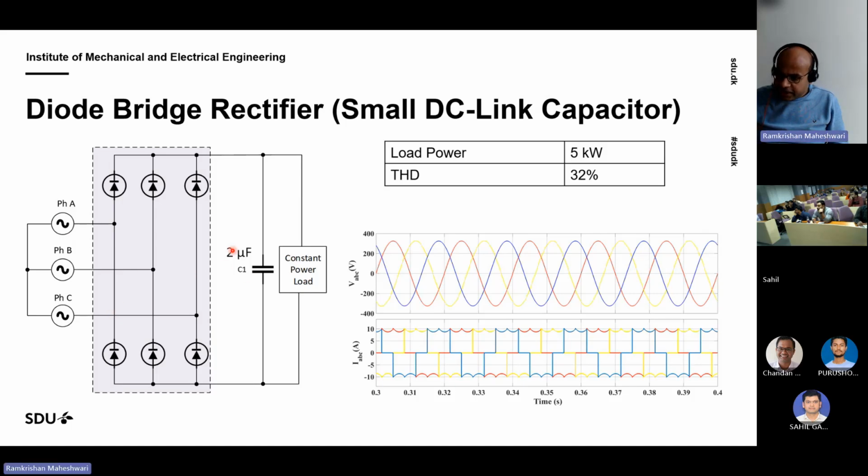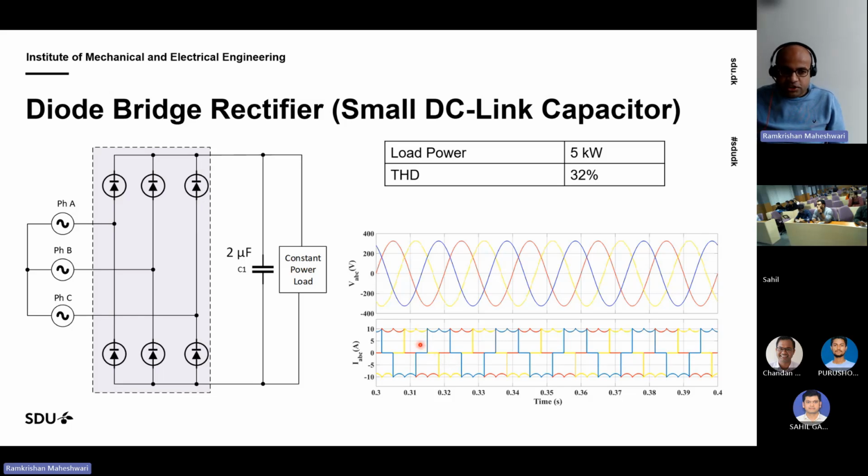So I did some simulation for 2 microfarad capacitance, and then we put a constant power load. We'll discuss why there is a need for a constant power load model here. But if we put a 2 microfarad capacitor, then you can see we get a 3-phase current which is quasi-square, right?